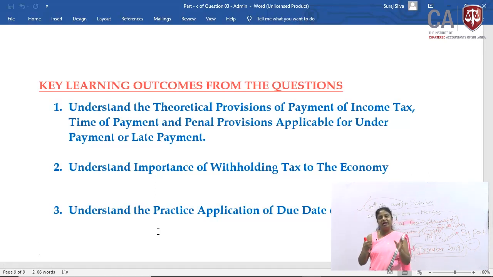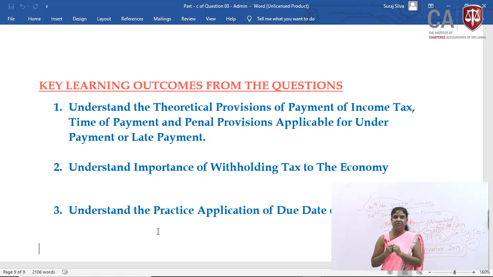the tax administration questions, what we have done in pilot paper question 2 and pilot paper question 3. Then understand the theoretical provisions of payment of income tax, which is time of payment, and penal provisions applicable for underpayment or late payment, which is the first part.